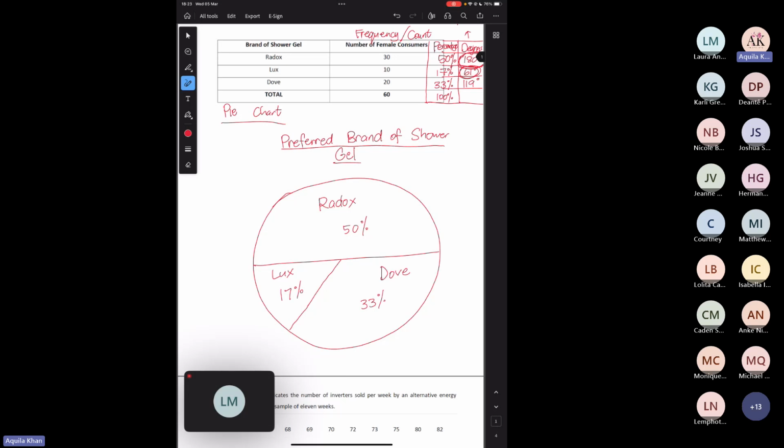And that's literally it. So those are your graphical approaches to your ungrouped data. Are we all still good? Any questions?